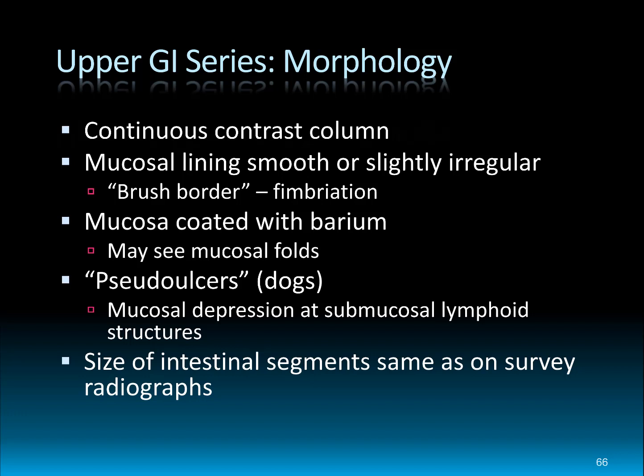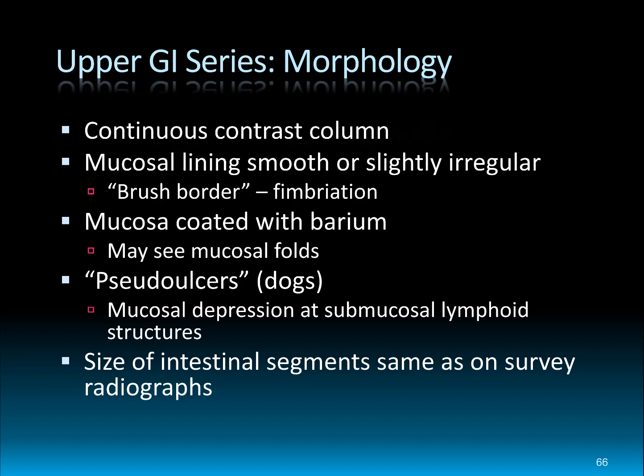It may have a hint of irregularity to it because of the normal brush border of the mucosa, referred to as fimbriation on an upper GI series. So a little hint of irregularity that's almost too fine to be seen is okay, and again is considered fimbriation. We'll want to see that the mucosa is coated by the barium. If we use iodine, it's not going to coat nearly as well.